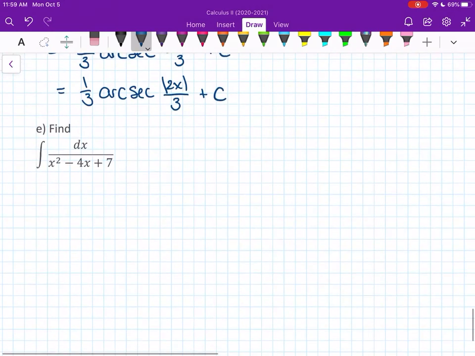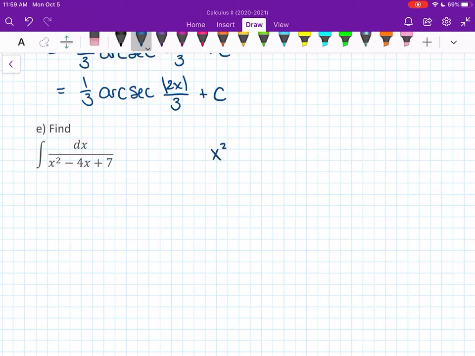Part E, I think this is the last example of the day. So now we have our good old quadratic in the denominator, which does not fit any of our formulas for antiderivatives. But if you remember, back in advanced algebra or pre-calc, you learned how to complete the square. If I complete the square, I can make this look like something squared plus something squared.